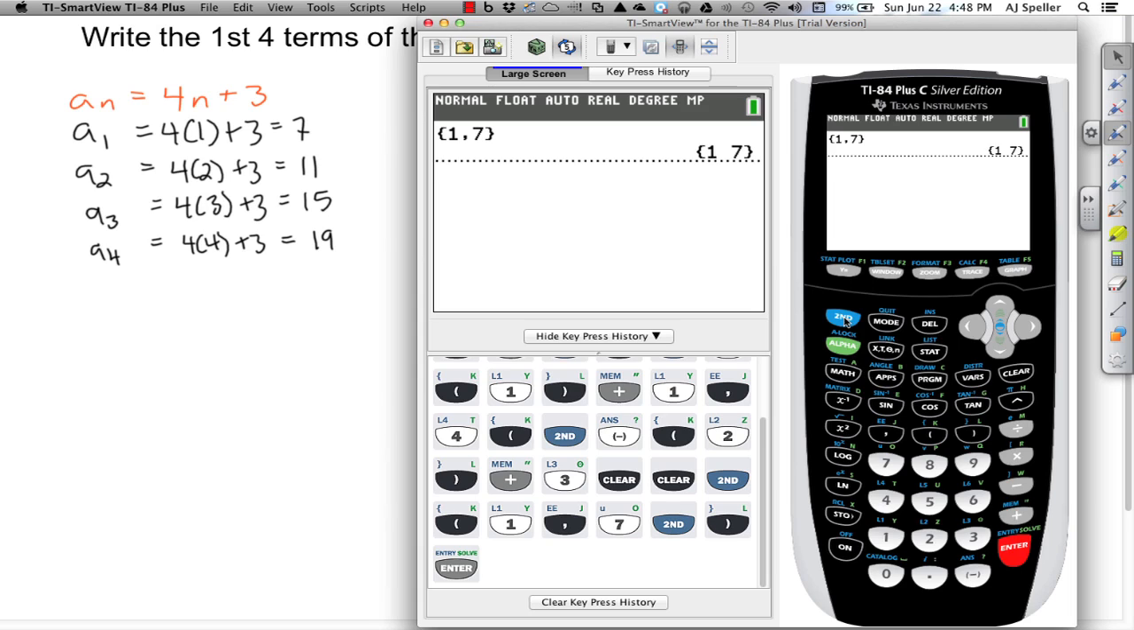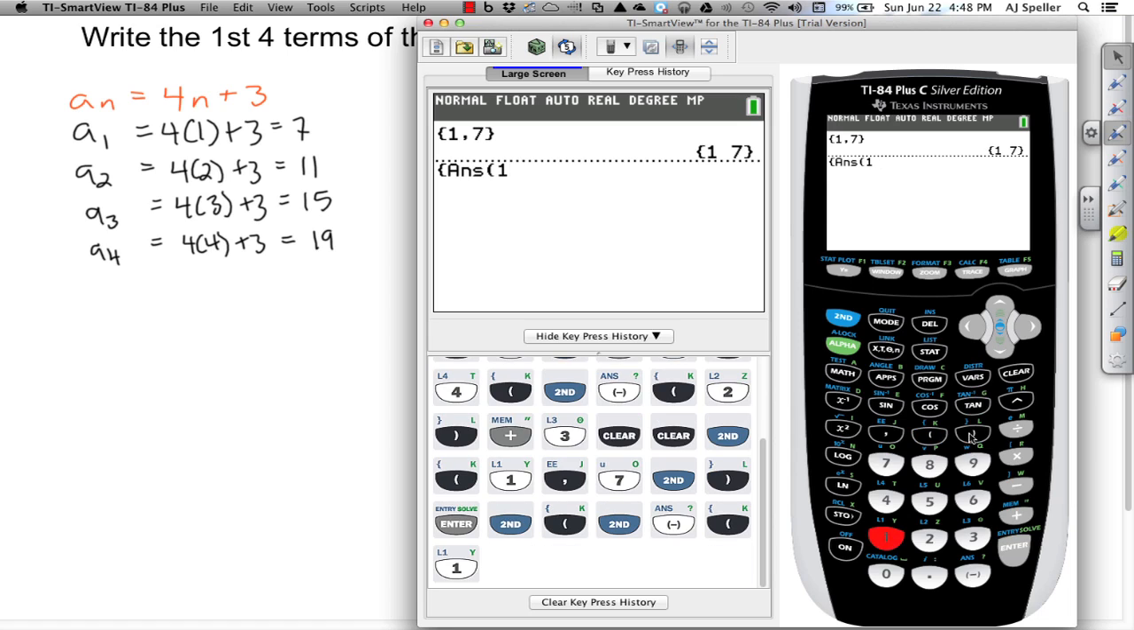Next, I'm going to start another list. So second and then curly brace. And what I'm going to do now is use the answer functionality of the calculator. So I'm going to press second and then answer. And I want to pull the first item from the list. So I'm going to use answer with a 1 in the parentheses. So what that's going to do is pull this 1 from the previous list. And since I'm dealing with the second term, I want to add 1 to that. So answer with 1 in parentheses plus 1 is going to evaluate to 2.